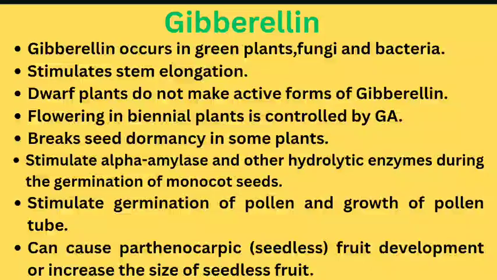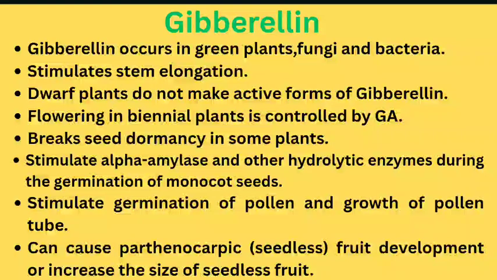In monocot plants, gibberellin stimulates some enzymes like alpha amylase, some hydrolytic enzymes that help to germinate the monocot seed. And gibberellin also helps in pollen germination and pollen tube growth. It can also help in parthenocarpic fruit development and also increase the size of seedless fruit.